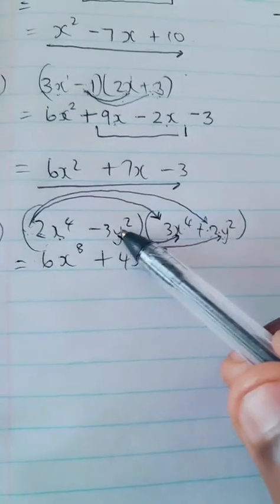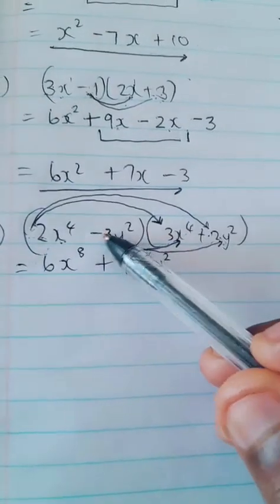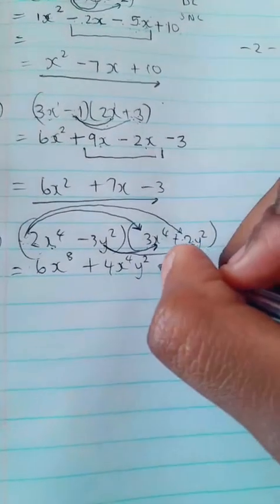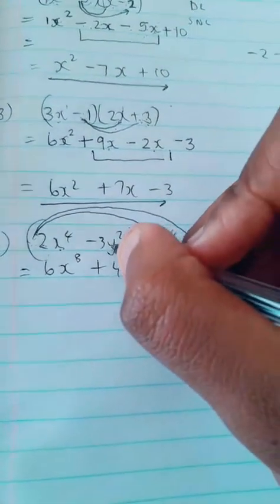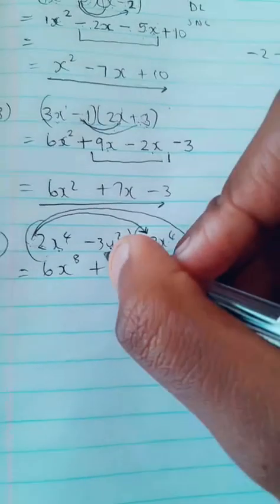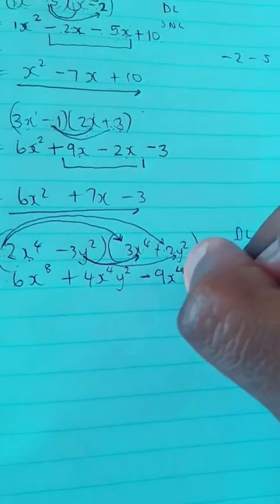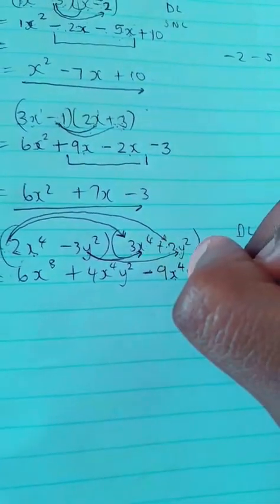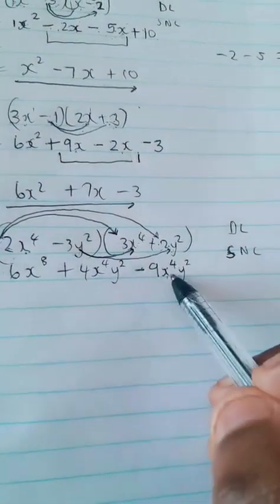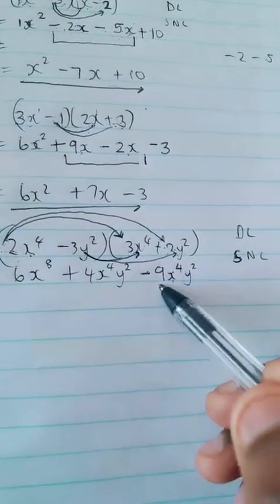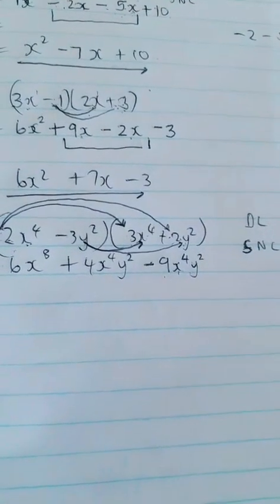Okay, so negative 3y squared times 3x to the power 4. Negative times a positive is negative. 3 times 3 is 9. Y to the power 2 times x to the power 4. I usually insist on writing these in alphabetical order, so x first, x to the power 4, followed by y squared. Why? Because that helps me check whether these are like terms or not. And if the order of my letters is the same, it makes life very easy for me.